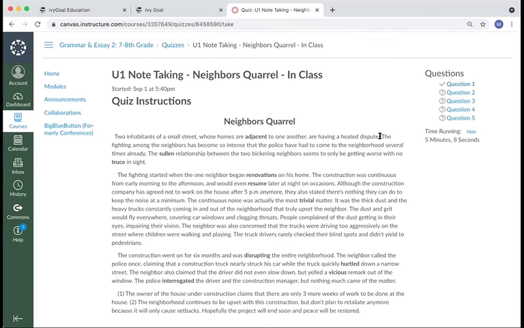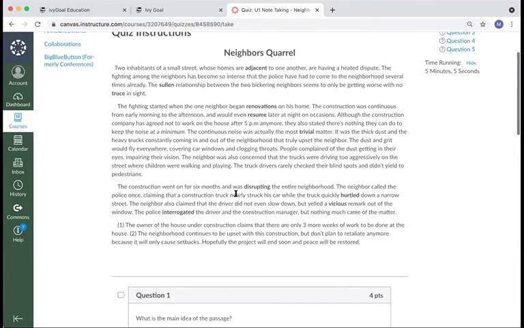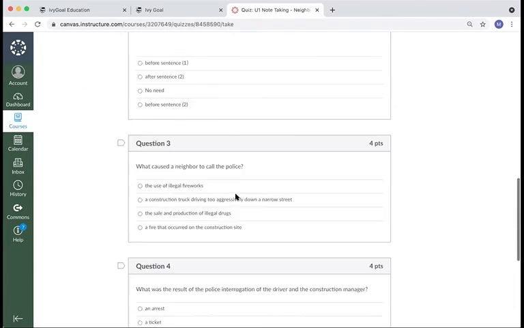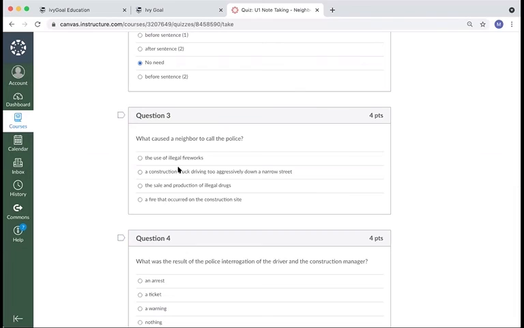What do you think, Maggie? Do you think we need this sentence? No. Or, no, it's not really adding anything. Okay.